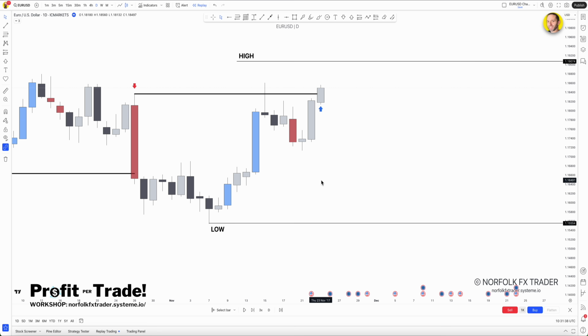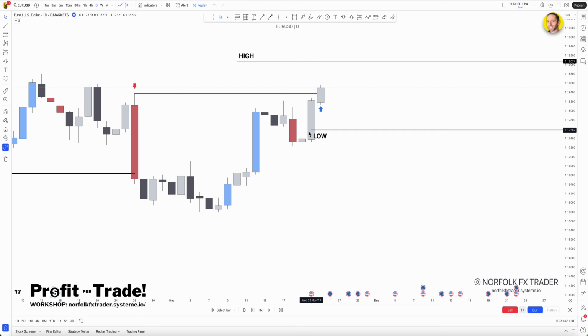Now for your low again, how do we find that low? Now if you said we're looking for that candle to close below that previous candle's low, then you are correct. So we look back after the breakout, where's the first time we see it? This bearish red candle closes below that previous candle's low. And this becomes your new low.